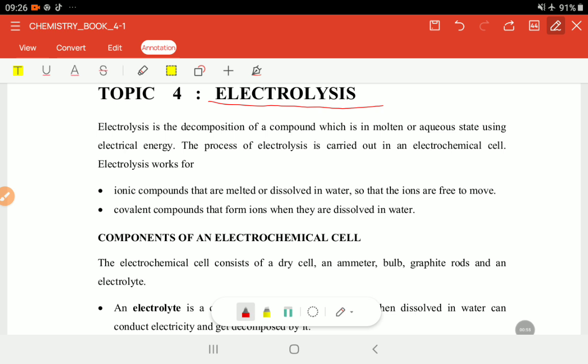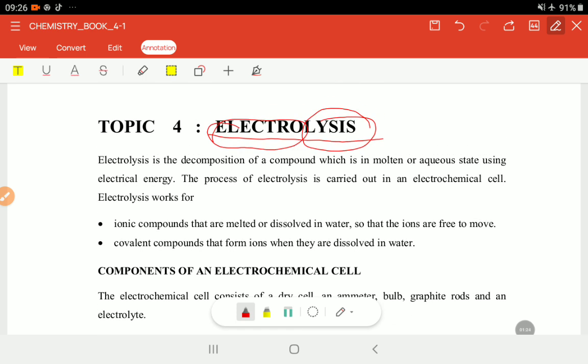So when we are looking at electrolysis, we can see that we have two parts of this word. The first part, electro, has something to do with electricity. At the same time, there is this other part called lysis. When you look at lysis, it means to split.